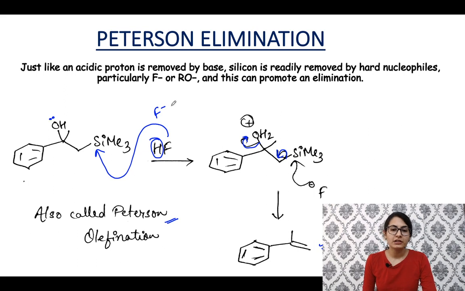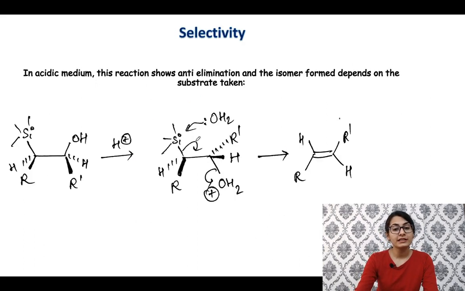I've told you one of the sources. You can also have alkoxide, it can be methoxide, it can be ethoxide, whatever you want. That is also going to drive the same reaction. Though Peterson elimination is very simple, what we have to understand is the selectivity in this reaction. Now what is the selectivity?